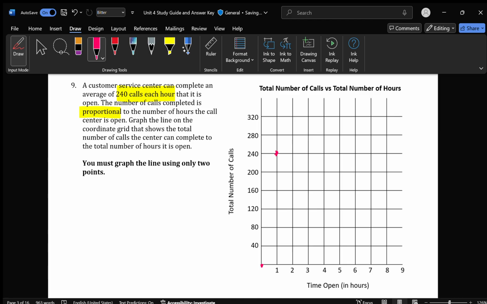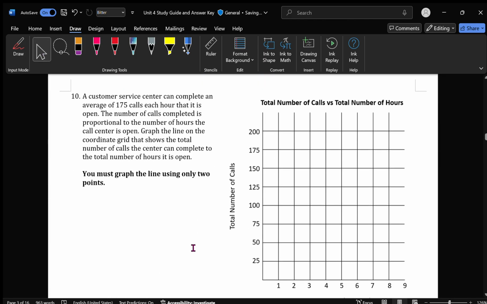Now it says only 2 points. We have our 2 points. We just graph our line. Let me do a straight line. There. Let's just say it's a straight line. And we're done. That's it. If you would like to try number 9 and pause the video, you could do that.